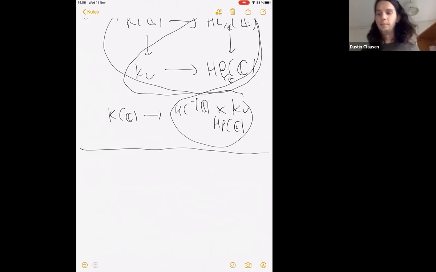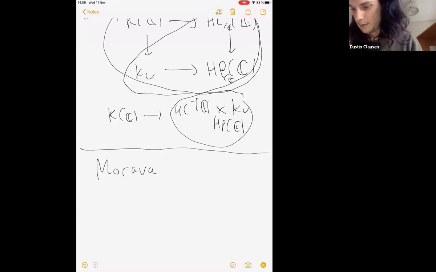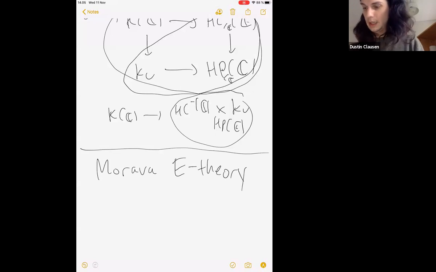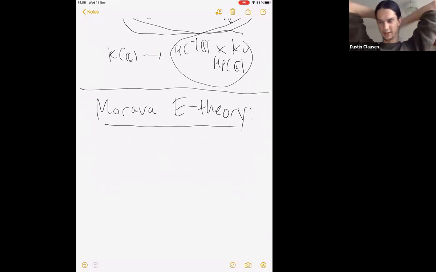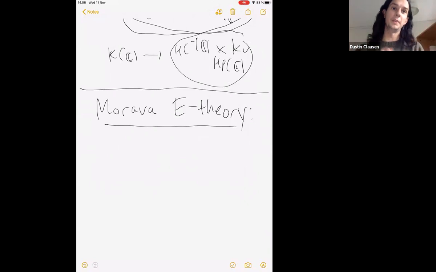Okay, so maybe I'll move on to Morava E theory. This is a little bit of a test of this condensed framework. Nothing too deep is going to be going on here, but this condensed framework is supposed to be good for mixing topological phenomena with homological algebra or more general homotopy theoretic phenomena. And Morava E theory is one place where this pops up.